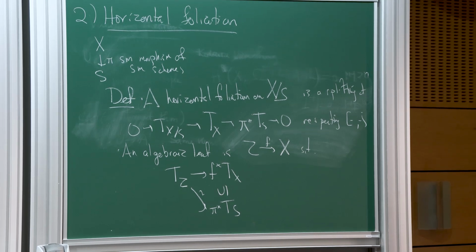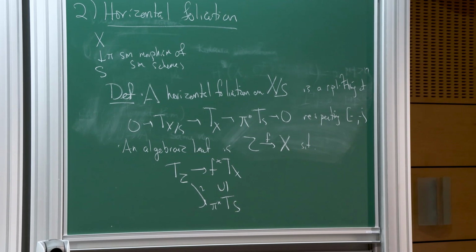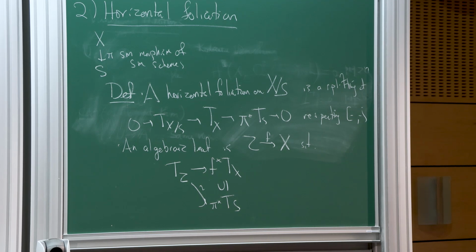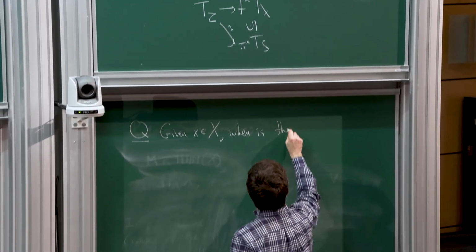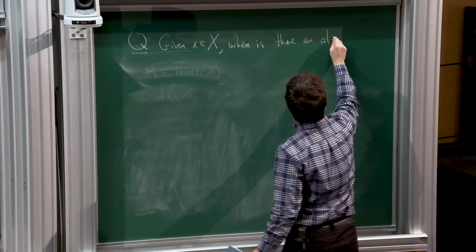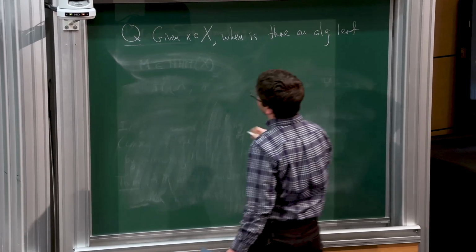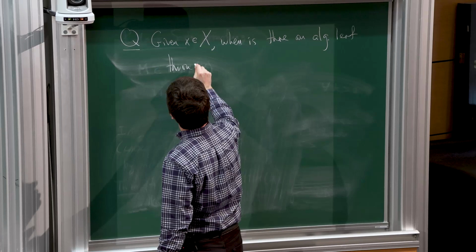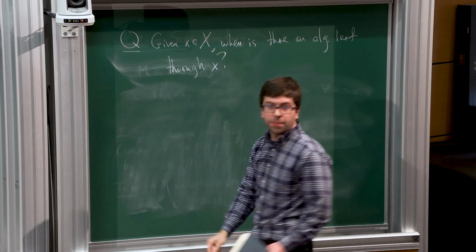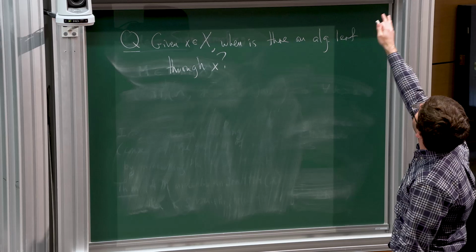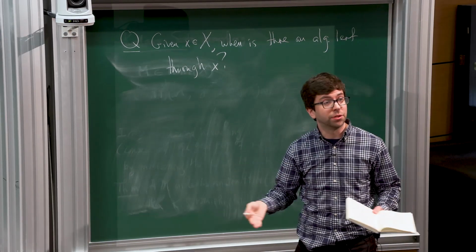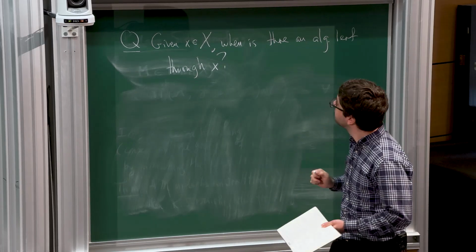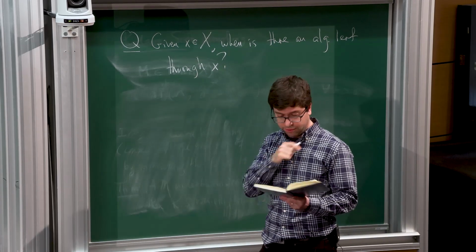OK, and then here, I guess, is a reformulation of my initial question. So given x in X, when is there an algebraic leaf through x? Because of this assumption that the splitting respects the commutator, there's always an analytic leaf. So that's, I guess, the Frobenius integrability theorem, maybe. But you can ask, when is that analytic leaf actually algebraic?